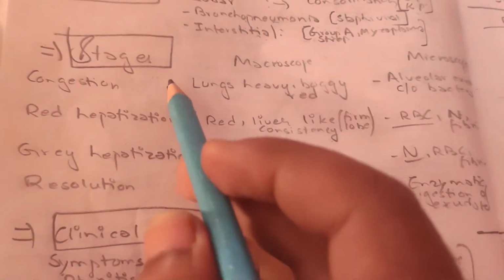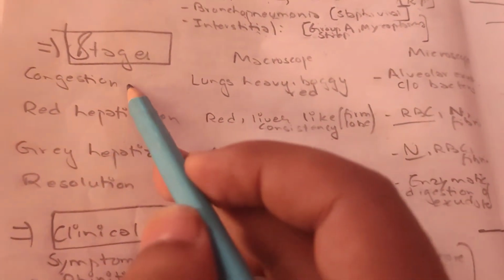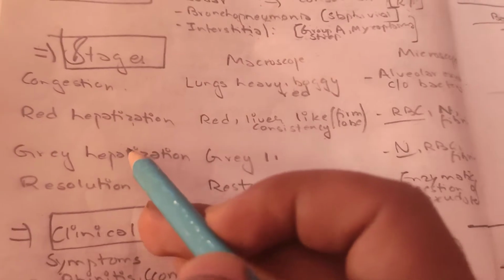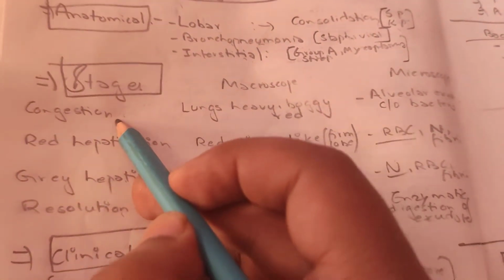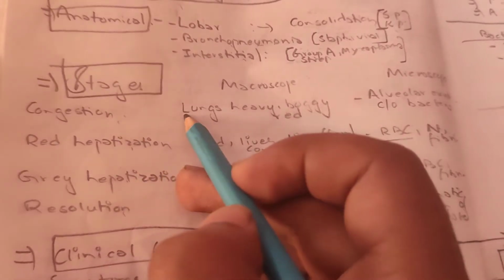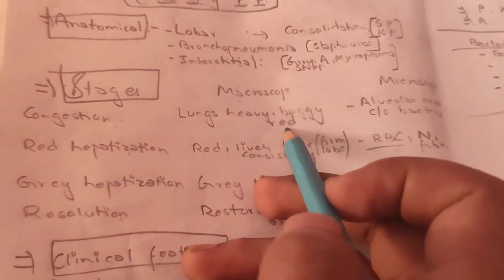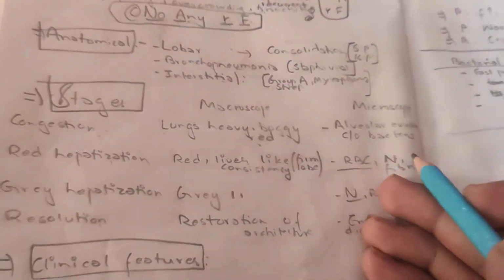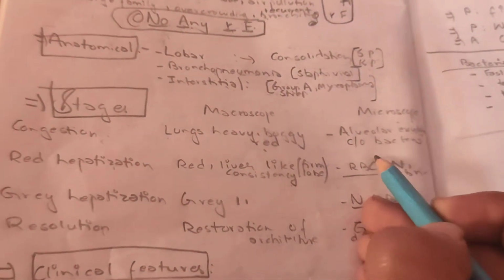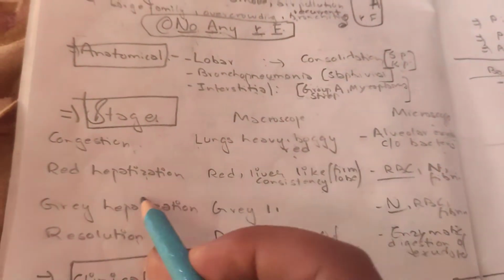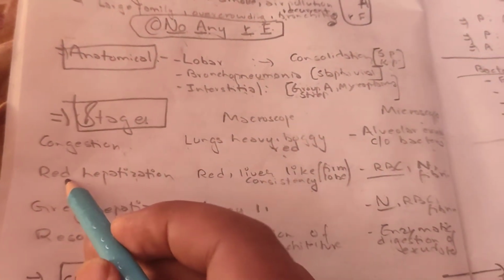Now, looking at the stages of pneumonia: congestion, red hepatization, gray hepatization, resolution. Looking at the congestion, when lungs are congested, lungs become heavy, boggy. And it is red. Now, in microscopy, what can we see? Alveolar exudate containing bacteria.